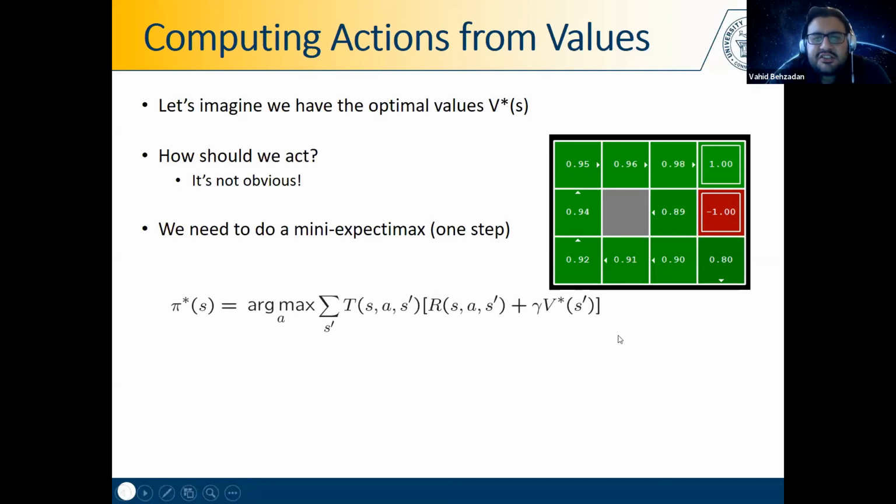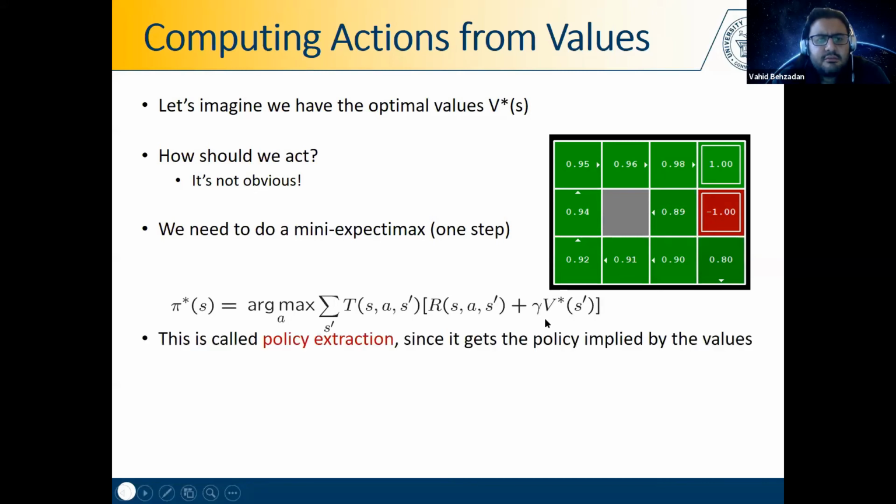Okay, so this is straightforward. This comes from the definition of V star of S. Remember the definition of V star of S? We used Q star of S and defined it, and then substituted that definition into the equivalency of V star and Q star. Okay, so can we solve this? Yes, we can. And this process is called policy extraction. Why? Because it gets the policy implied by the values.